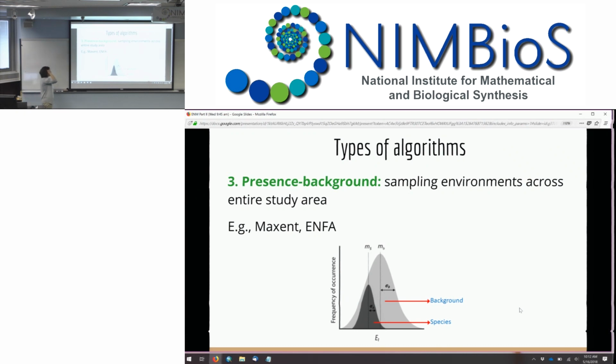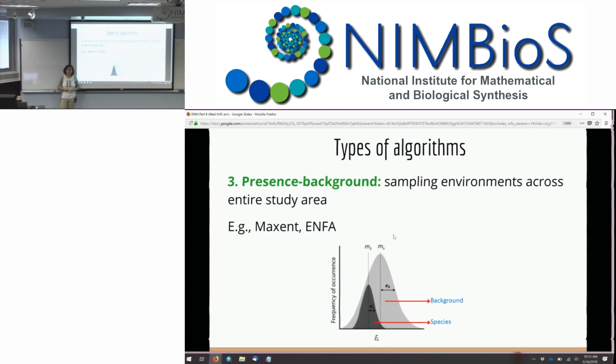Then we have presence background, and this has been the star of niche modeling in recent years because of Maxent. I used to have a graph showing how often the first Maxent paper was cited. It was published in 2006. It has been cited hundreds and thousands of times. So this method has become very widespread in use. And that is because we only need presence, we don't need absence.